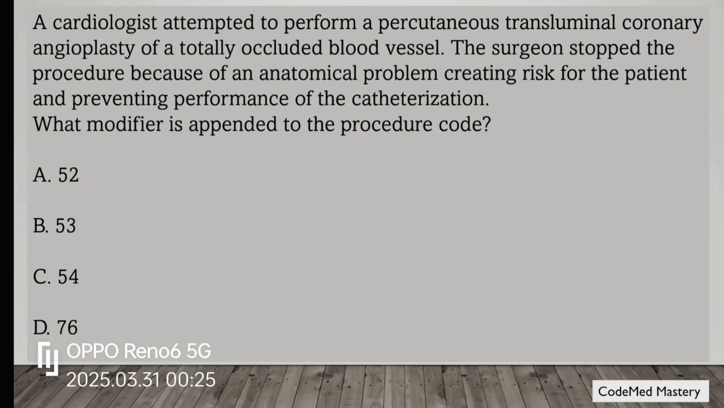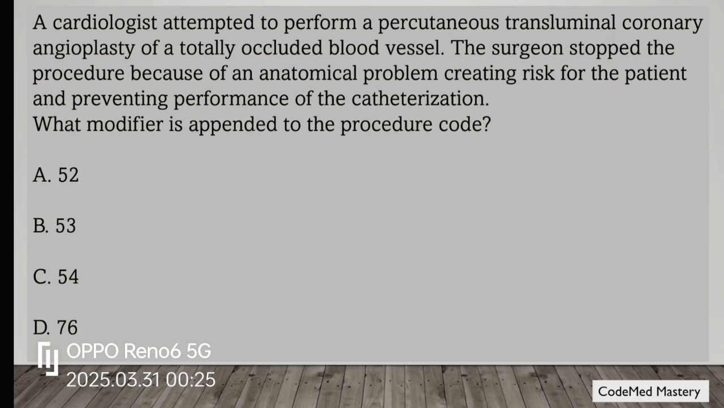Next question. A cardiologist attempted to perform a percutaneous transluminal coronary angioplasty of a totally occluded blood vessel. The surgeon stopped the procedure because of an anatomical problem, creating risk for the patient and preventing performance of the catheterization. What modifier is appended to the procedure code? Option A 52, option B 53, option C 54 and option D 76.